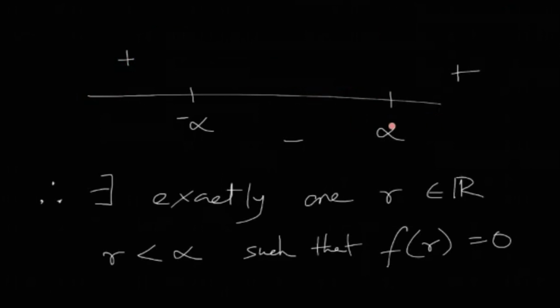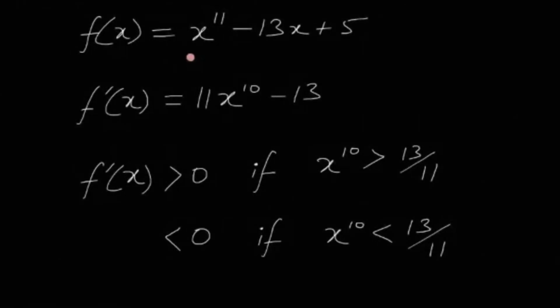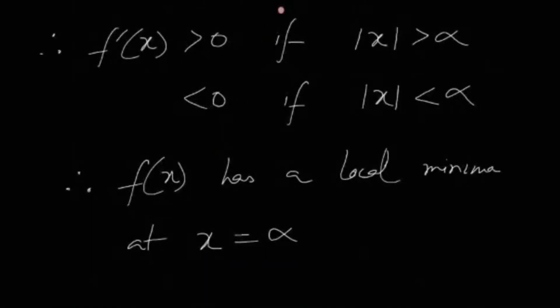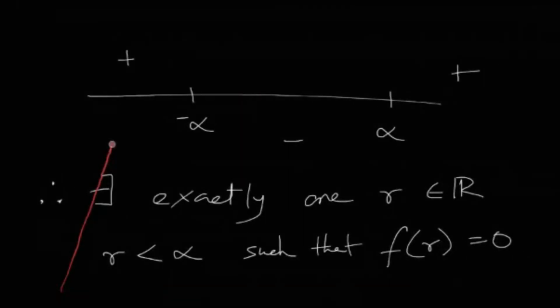But we don't know the value of the function at that local minimum. Suppose the value at this point is positive. That means the curve is something like this, and it is not cutting the x-axis more than 1 point. It cuts before minus alpha at some point, because it is increasing before minus alpha. It is increasing from below, because it is a monic polynomial: the coefficient of x^11 is 1, which is positive. So the curve starts from minus infinity.